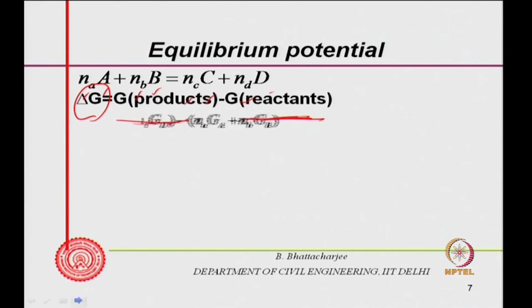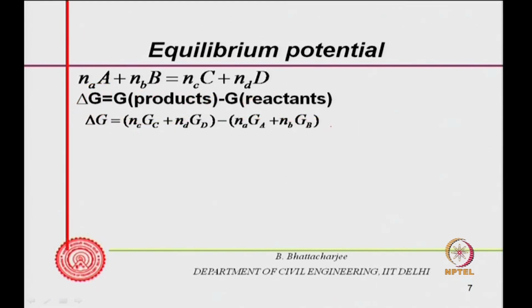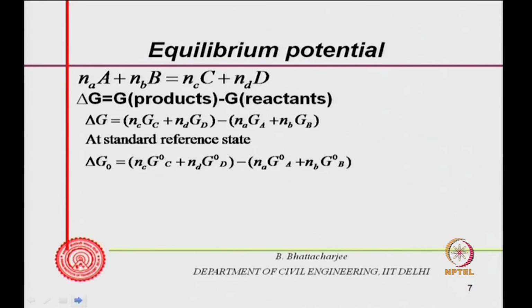So, one can write delta G in this manner, because free energy per mole is known. So, n_C G_C minus n_D G_D, et cetera. And at standard reference condition, we call it delta G0, which will be n_C G_C at the standard reference condition, where the 0 stands for standard reference condition, possibly where concentrations are 1, et cetera. Under standard condition, it will be given like this.